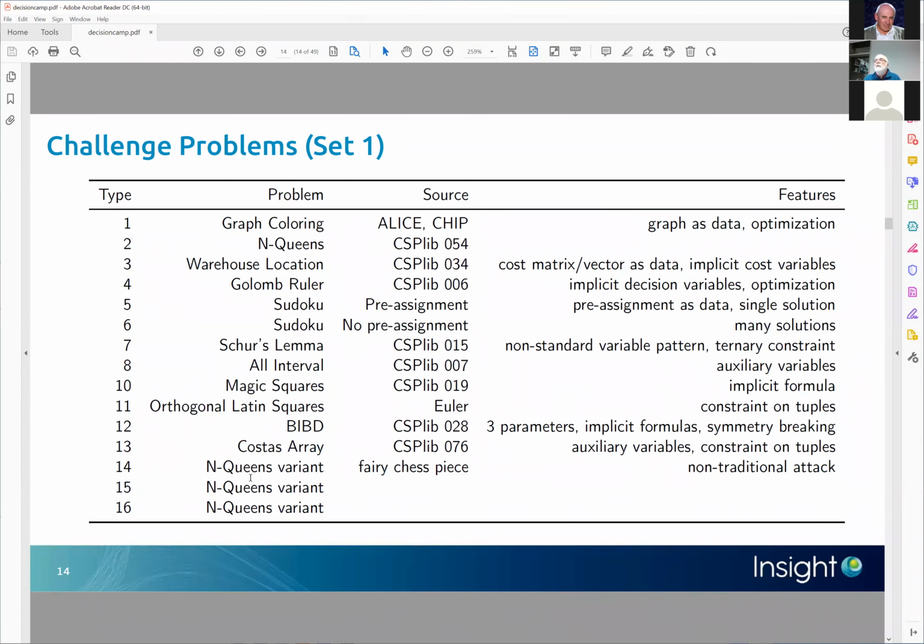And so you're given solutions and non-solutions, but you're not told what problem it is. And the question was, can you actually find out what these problems are, what the constraints are, and then try and find new solutions.